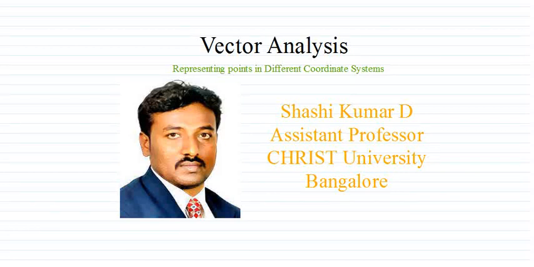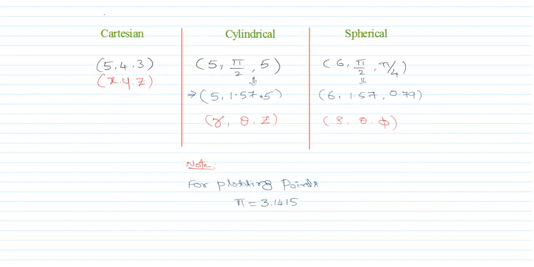Dear students, in this lecture, we will be discussing how to represent a point in three-dimensional space, either in a Cartesian system or cylindrical system or a spherical system. Now let us take some examples. In Cartesian system, any point is represented as x, y, z. And here, as an example, I have taken 5, 4, 3, which is equal to x, y, z.